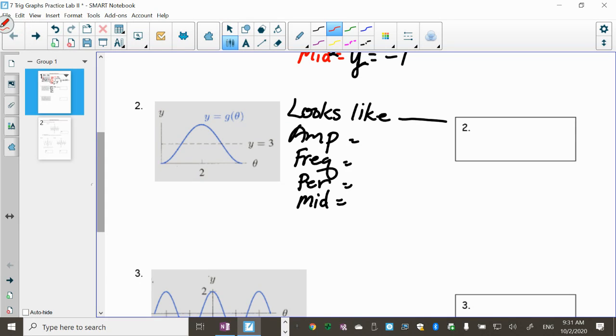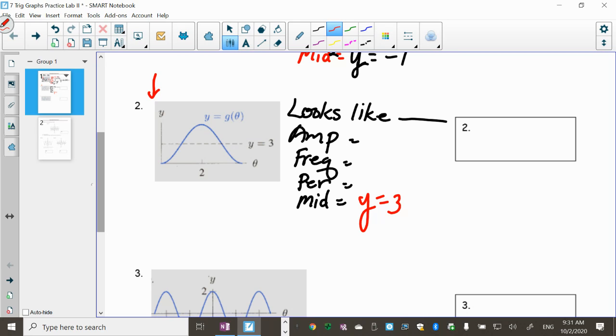Sine starts at midline, cosine starts high. So you look at your y-axis right here, right? And I say, what is my function starting at? Well, the midline obviously is y equals 3, so I'm going to stick that there. Is my function starting at the midline? No, so it's not sine or negative sine, okay?